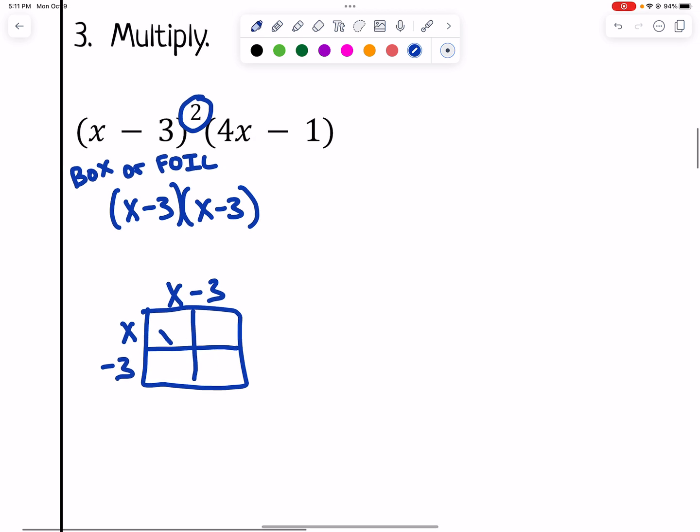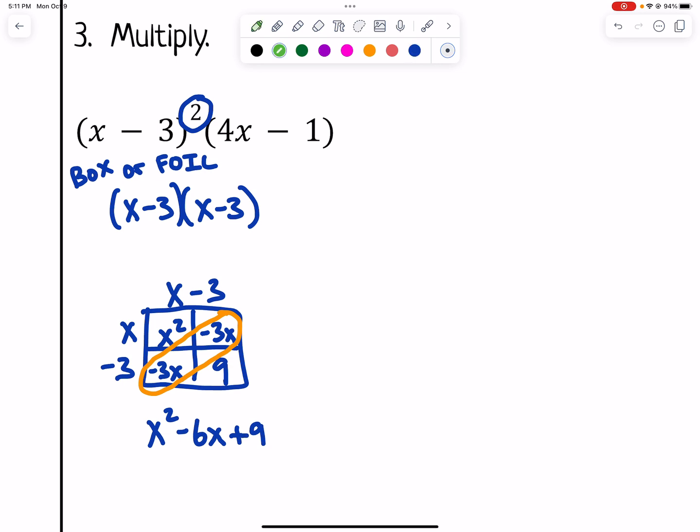I would get x times x is x squared, negative 3 times x is negative 3x, x times negative 3 is negative 3x, and negative 3 times negative 3 is positive 9. I'm going to add the two that are diagonal from one another together. So I get x squared minus 6x plus 9.